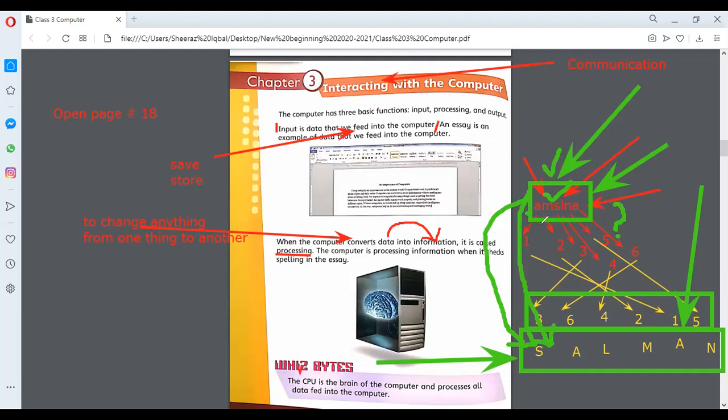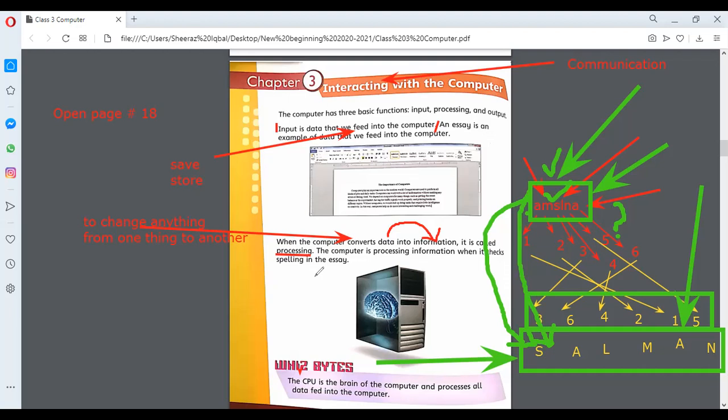In the same way, the computer will do the processing, but not in this way. I just gave you an example of the processing. We took some time, but the computer will not take that much time. It will do it in very little time.